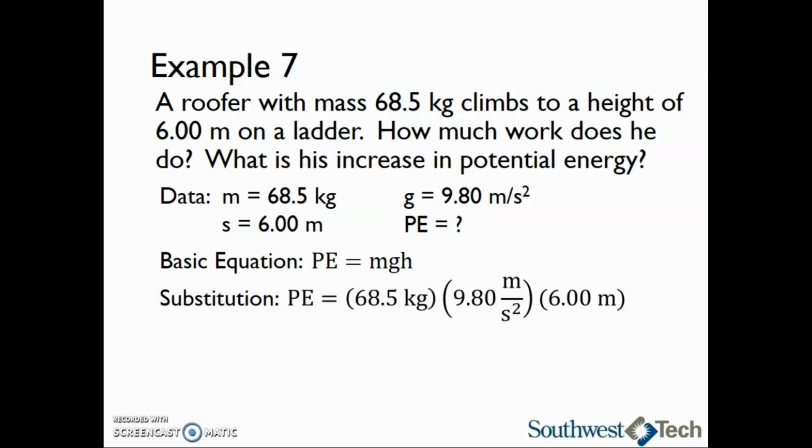PE equals 68.5 kilograms times 9.80 meters per second squared times 6.00 meters. Multiplying, this gives us PE of 4,030 kilogram meters squared per second squared, which is the same thing as 4,030 joules. You can see that the work the roofer does is the same as his increase in potential energy, which makes sense because energy technically is the ability to do work, so work and energy are closely related. This concludes our discussion on energy basics and potential energy.